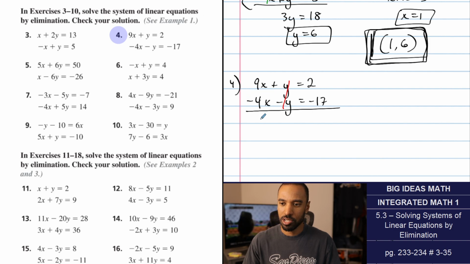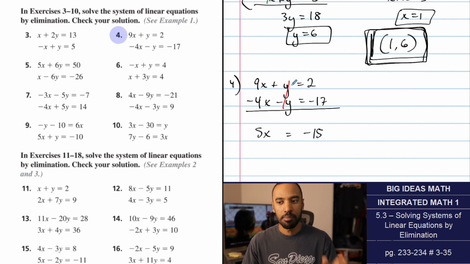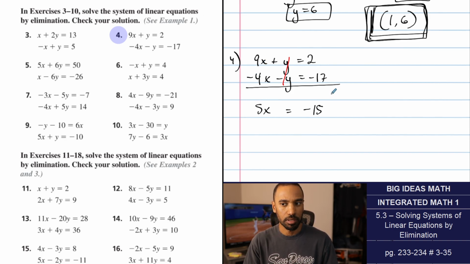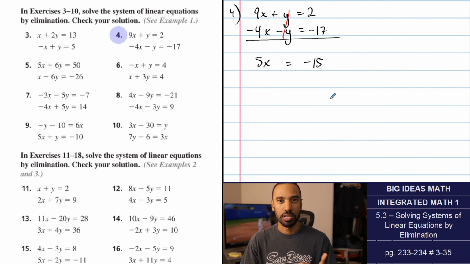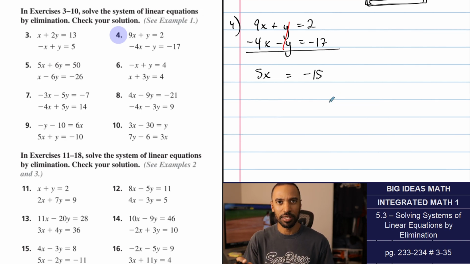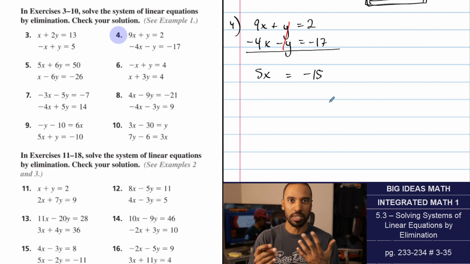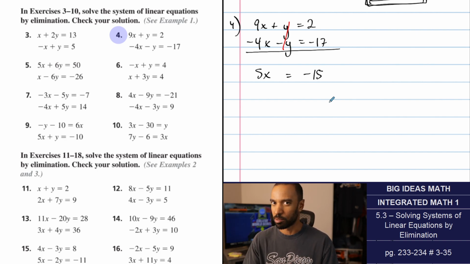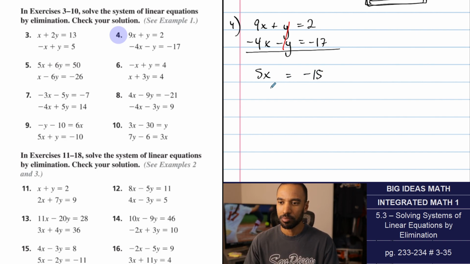They're additive inverses. 9x minus 4x is 5x. 2 minus 17 is negative 15. And keep in mind, I am adding down these lists, and adding negatives becomes subtraction. That is still addition. Just like when we did subtraction for slope formulas and stuff like that. Oh, sure, 6 minus negative 2 becomes 6 plus 2. Doesn't mean we didn't subtract those two numbers. And we divide both sides by 5, you get x equals negative 3.